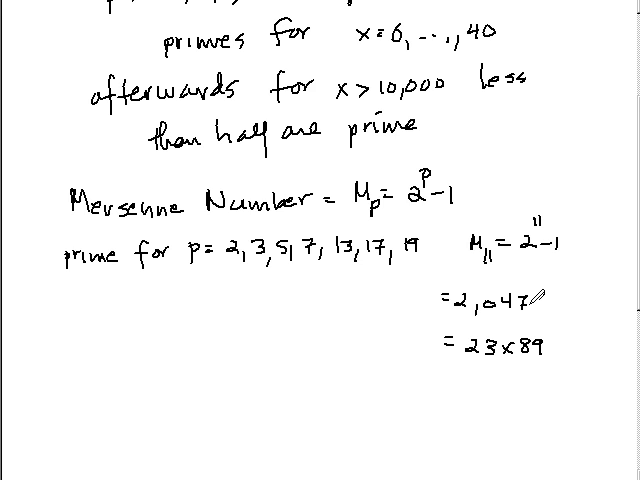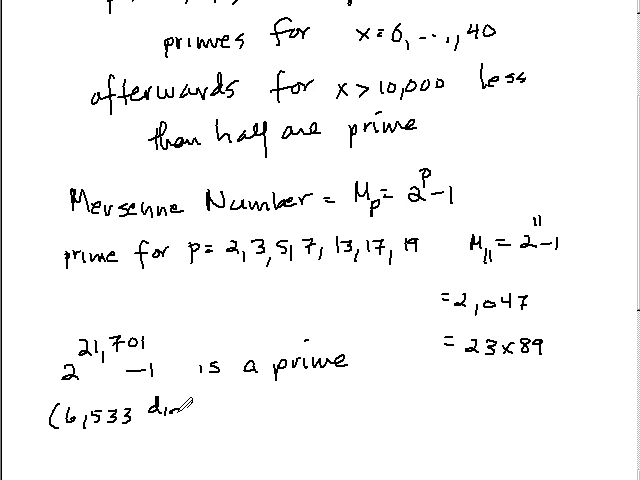Now, people have actually found Mersenne primes for very large values of p. The number 2 raised to the 21,701 minus 1 is in fact a prime. And it's the 25th Mersenne prime, and it contains 6,533 digits.